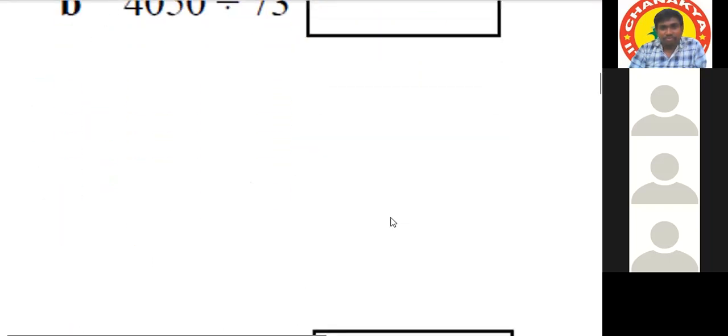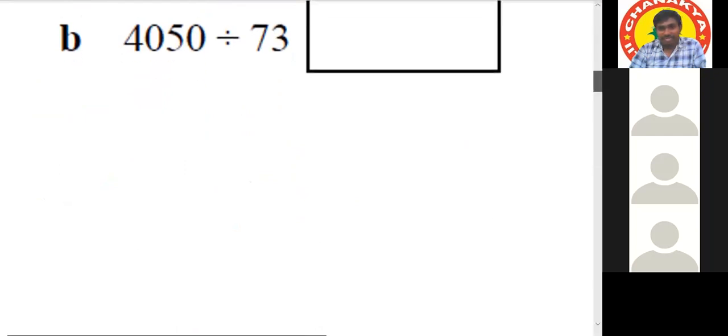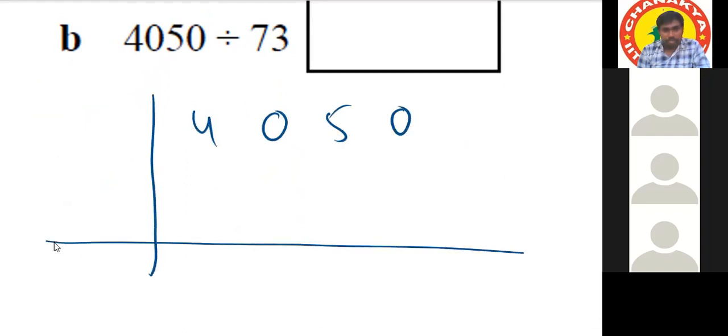Continue. Okay, sir. Sir, 4050 as the dividend. So now the divisor is 7 and the flag is 3. Okay.